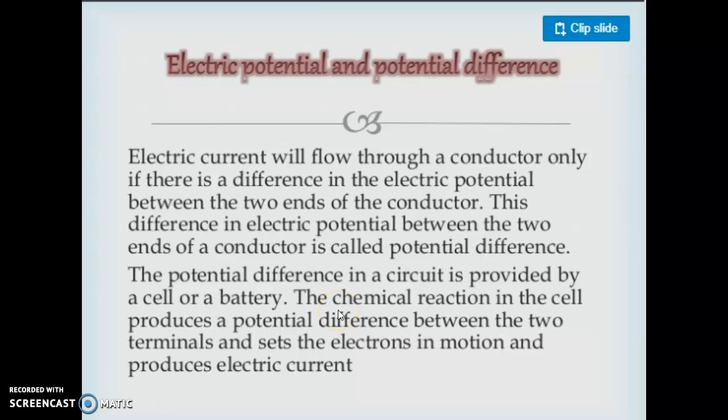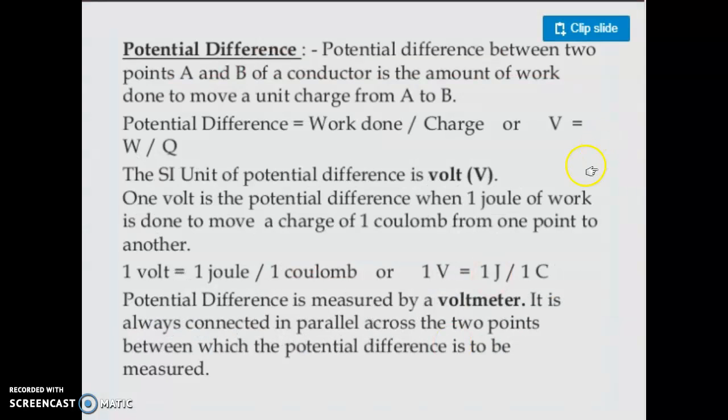As water flows from a higher level to a lower level, in a similar way the current will flow from higher potential to lower potential. The chemical reaction in the cell will provide the continuous flow of the electrons, hence it produces electric current. So what is potential difference? We can define it in a different way also.